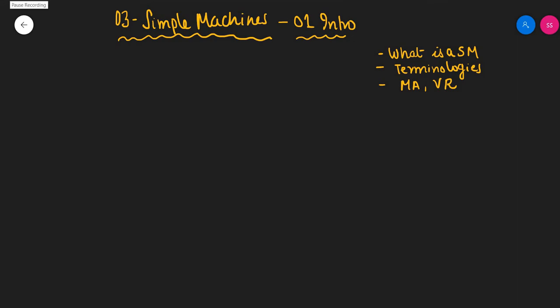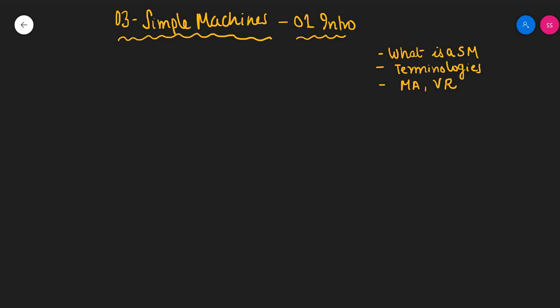Hi, welcome to the series of lectures on simple machines. This is the first in the series of videos, and this is an introduction. In this video, we look into what is a simple machine, look into common terminologies, and understand what is a mechanical advantage and velocity ratio.